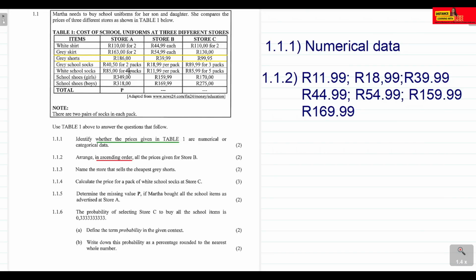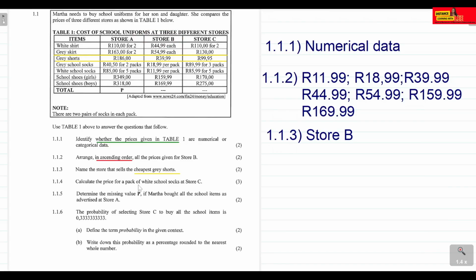We see that the price for the gray shorts at store A is 186, at store B is 39 rand 99, and at store C it's 99 rand and 95 cents, right? So which store has the cheapest gray shorts? We can see in this case that the store that has the cheapest gray shorts is store B. Okay, so we're going to write that down. All right, let's have a look at question 1.1.4.